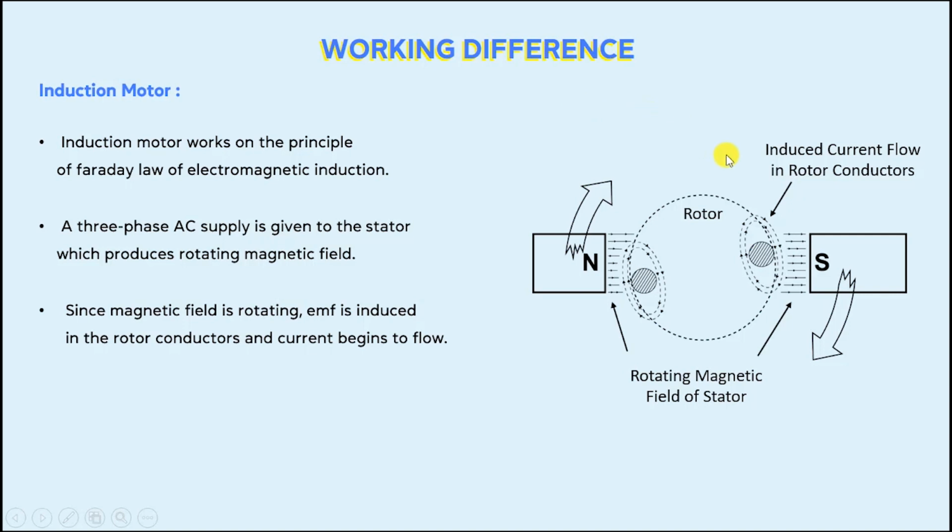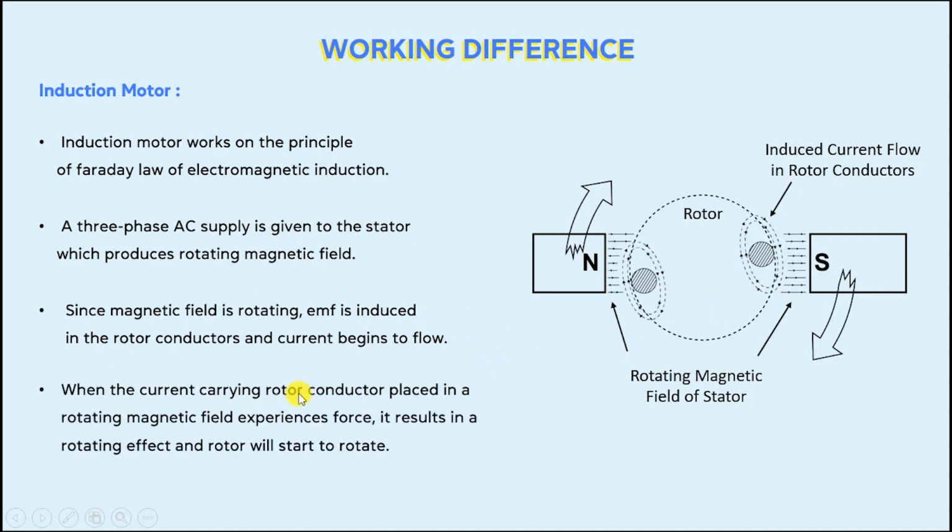This rotating magnetic field passes through the air gap between the stator and the rotor and cuts the rotor conductors, which are stationary. So due to the relative motion of a rotating magnetic field and the stationary rotor conductors, EMF is induced in the rotor conductors and the current begins to flow.